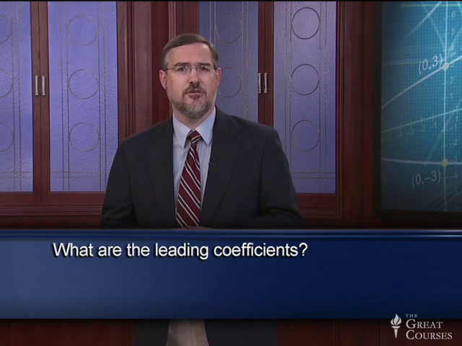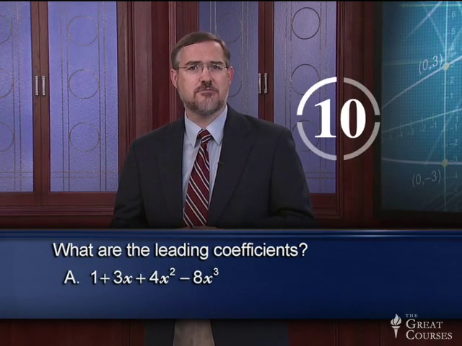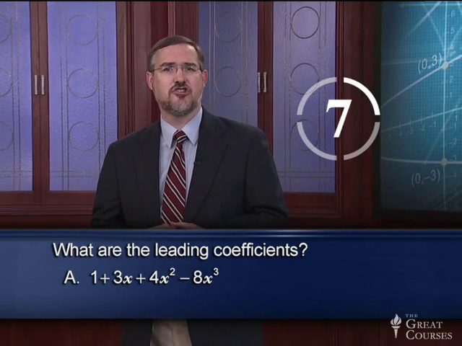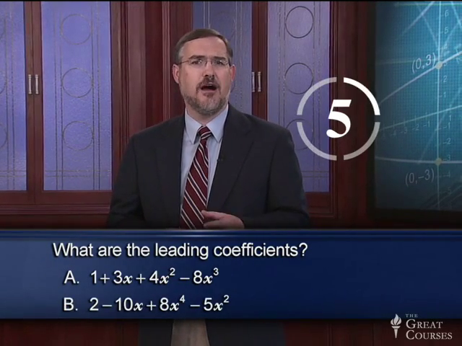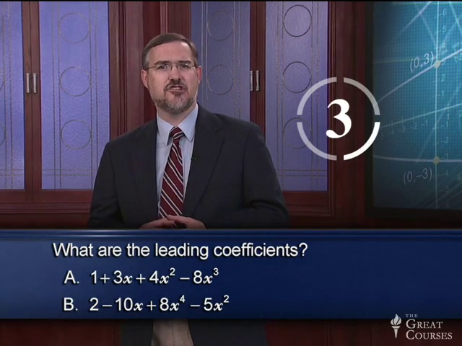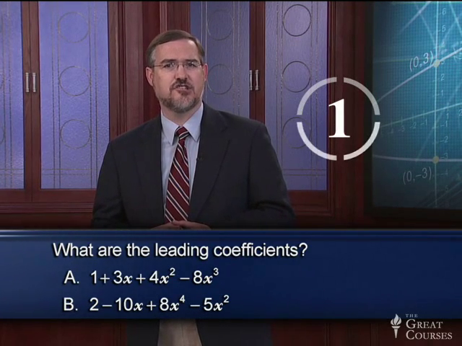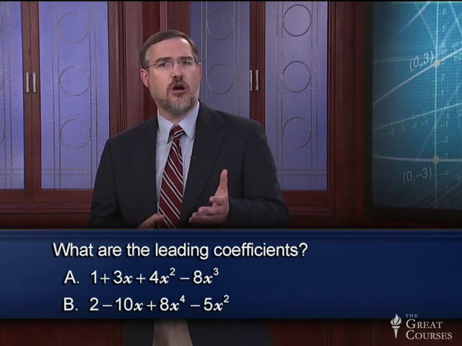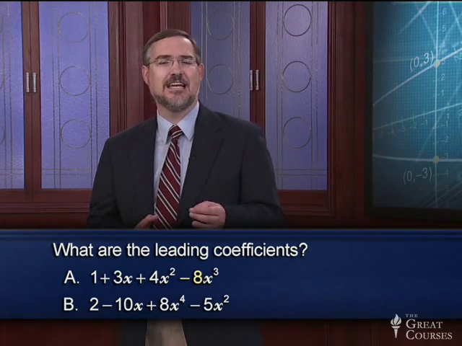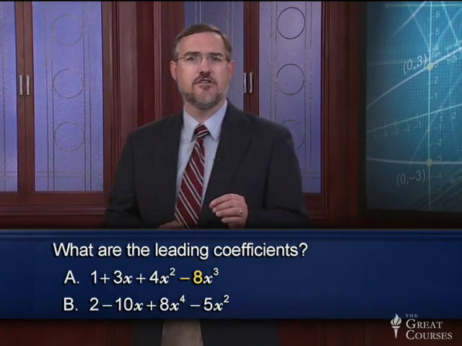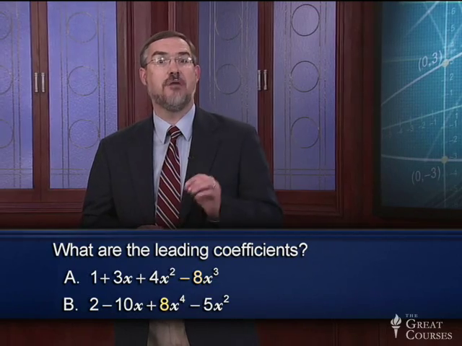Here are those two polynomials. 1 plus 3x plus 4x squared minus 8x cubed, and 2 minus 10x plus 8x to the fourth minus 5x squared. The leading coefficient of the first polynomial is negative 8, and the leading coefficient of the second polynomial is positive 8. If you got those right, you should give yourself a pat on the back, because again, I was trying to hide those just a bit from you.